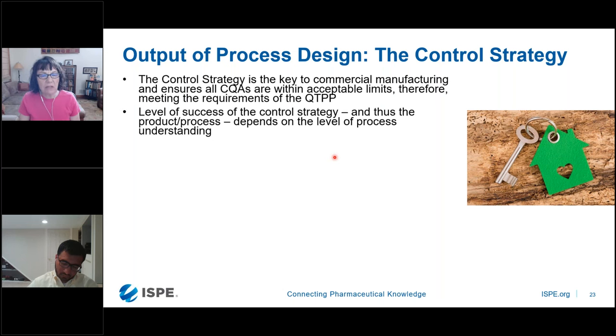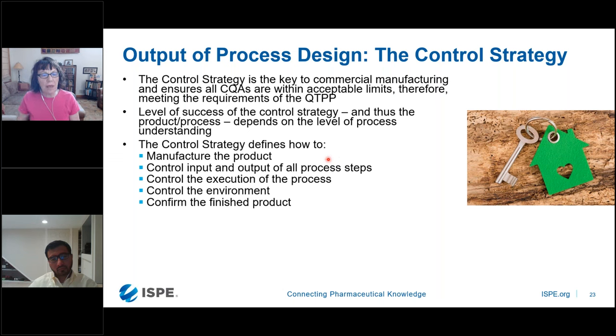What really is the level of success of the control strategy depends, and that's the product and process, depends on the level of process understanding. Again, foundational is this process understanding that starts in process design and is a true expectation. You can see in the warning letters that KUR reviewed, you could see that process understanding was key. The control strategy defines how to manufacture the product, control the input and output of all process steps, control the execution of the process, control the environment, and confirm the finished product.